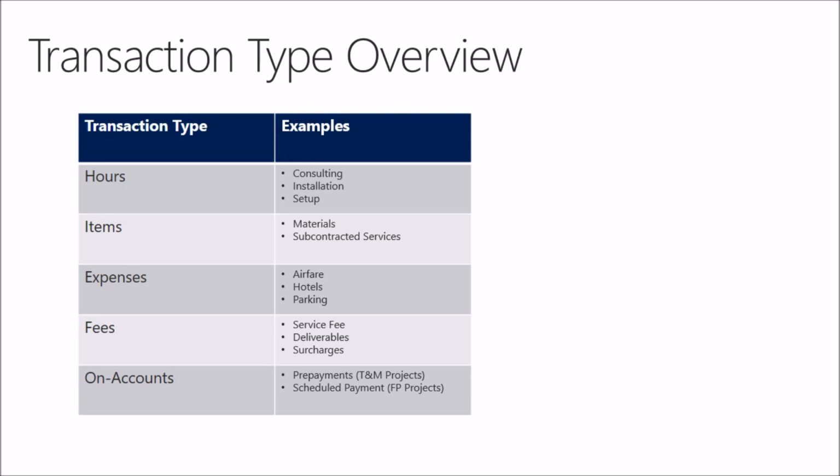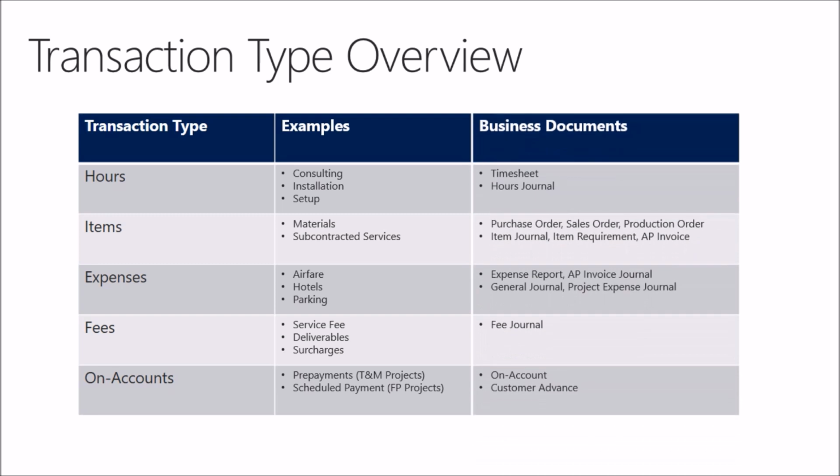So I know I've said a couple times already that transaction types are really business document groupings, and this is the way that I look at it in AX is basically when I'm posting through a specific business document or journal, here's the transaction type that I'm hitting or using. So if we look at hours, we can see that we have timesheets and hours journals. Those are the ways that you can use the hour transaction type.